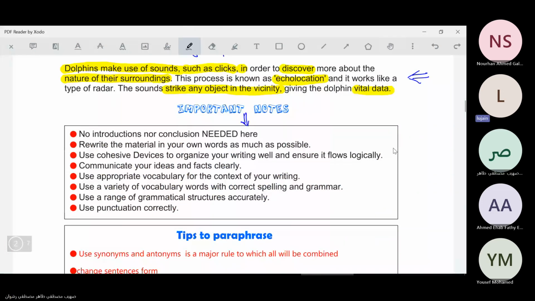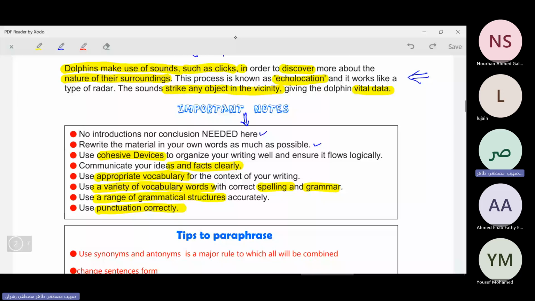Neither introduction nor conclusion is needed here. Rewrite the material in your own words as much as possible. Use cohesive devices to organize your writing well and ensure it flows logically. Communicate your ideas and facts clearly. Use appropriate vocabulary for the context of your writing. Use a variety of vocabulary words with correct spelling and grammar. Use a range of grammatical structures accurately. Use punctuation correctly.